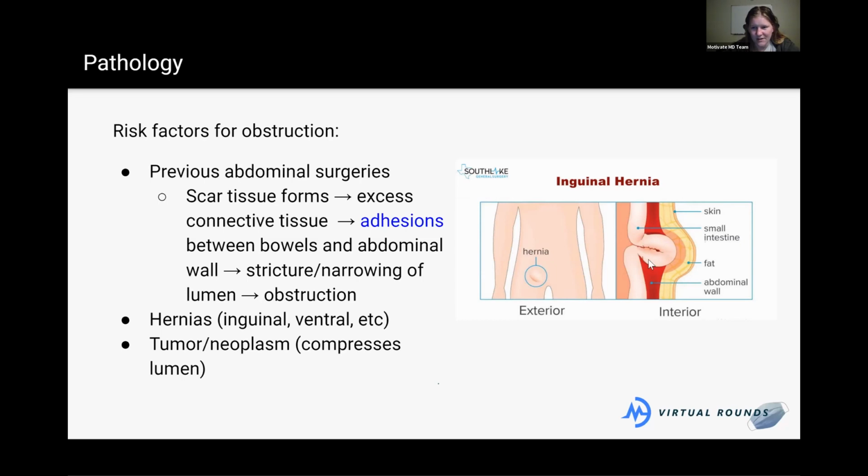In this picture, I think it does a good job of showing the different layers of the abdominal wall and how the bowel pokes through and can really easily strangulate around the neck, if that makes sense. Another risk factor that people forget about is a tumor or a neoplasm. Things like colon cancer could also compress the bowel and cause an obstruction. It's more of a slow process, not as acute, but I've seen people with tumors that completely crush the bowel so that nothing can pass through.